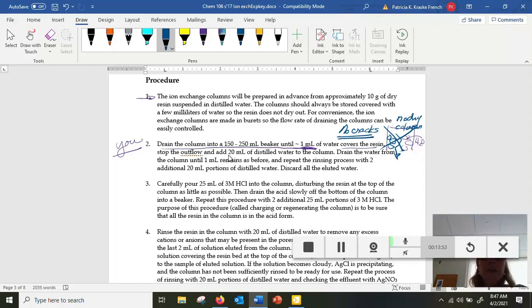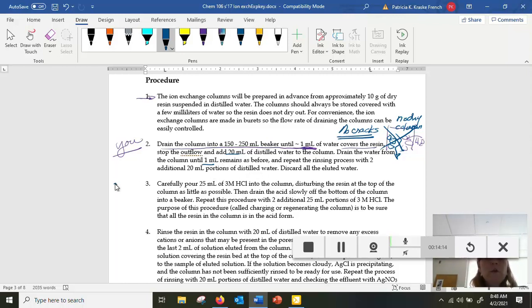Now the first thing you're going to do is add 20 milliliters of water to the column and let it drain until 1 milliliter remains, and then you're going to do that 2 more times. Why are we doing that? To get the junk off the column. I mean, we just put this on. Heaven only knows what was left on it when we last dried this out.